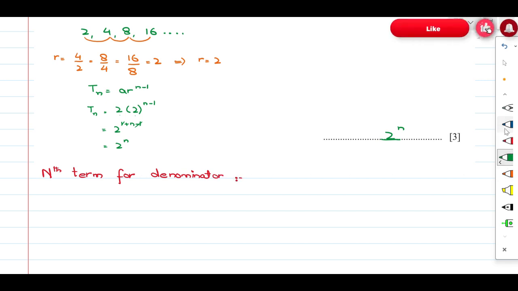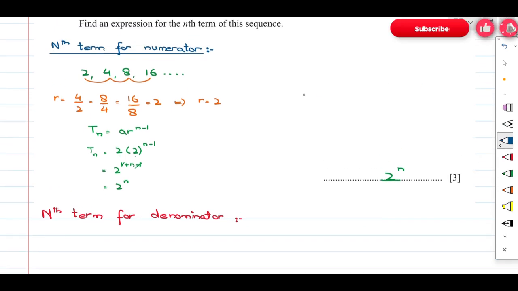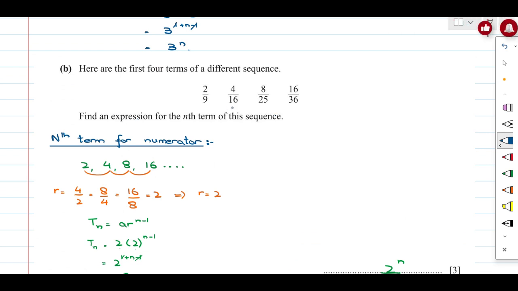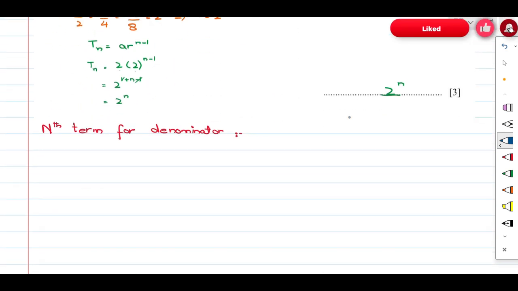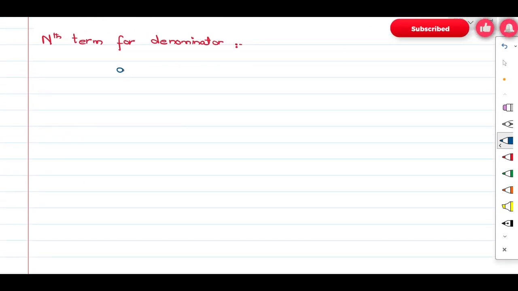Okay. All right. Now, the nth term for the denominator expression: the sequence is 9, 16, 25, 36, and so on. This is the sequence for the denominator. Now let me figure out its common difference: the difference between 9 and 16, 16 and 25, 25 and 36.